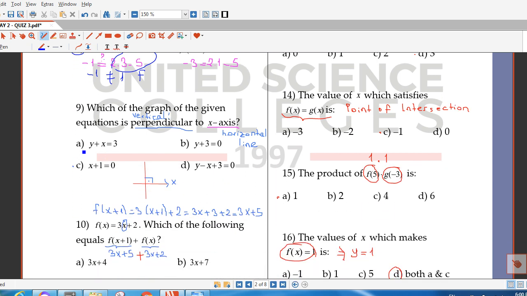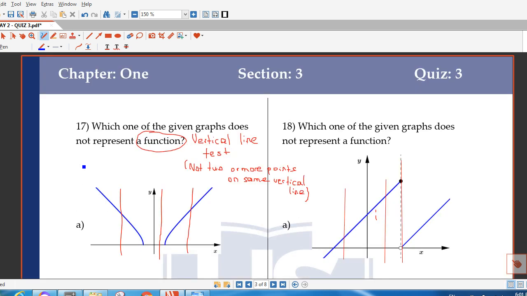Question 9. We are looking for an equation of a line which is perpendicular to the x-axis. The x-axis itself is a horizontal line. The line which is perpendicular becomes a vertical line. A vertical line includes only x. There should be only x. X and y cannot be our answer. Only y cannot be, no. But x plus 1, only x in my equation, is the answer. Answer is C.